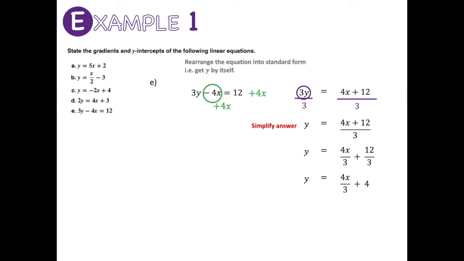So now that I've got it in my standard form, I can go ahead and identify the gradient and the y-intercept. The gradient is going to be the number in front of x. So here it is going to be 4 over 3, and my y-intercept is equal to 4.